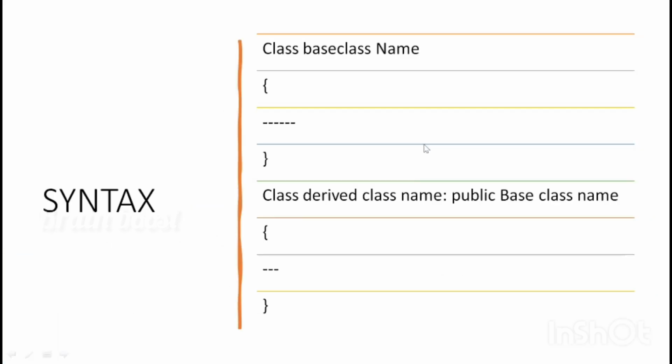This is the syntax for inheritance. See, this is the syntax: class, base class name. Here, class, derived class name, public, base class name. Here the derived class inherits the properties from the base class through the public keyword. Only with the public keyword can we derive the properties from the base class. Private we can't inherit.